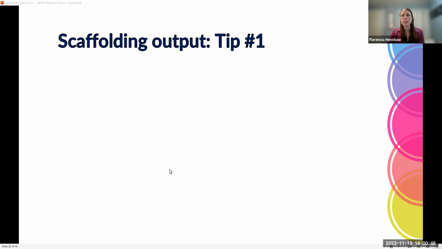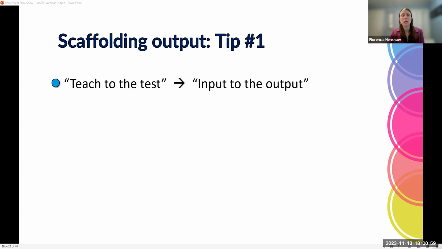There's three tips that I give, which are pretty general, if you will. It's always going to depend on the task at hand, but just to have an idea of things that we should keep in mind when designing output activities. So the first one is to mirror this idea of teach to the test. You've heard of teach to the test, which means that whatever test you have in mind, you're doing this backwards planning. You are teaching them so that they can accomplish that.